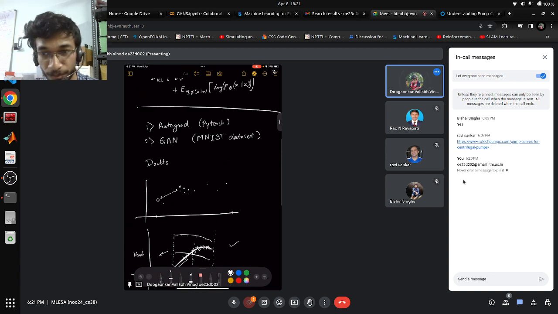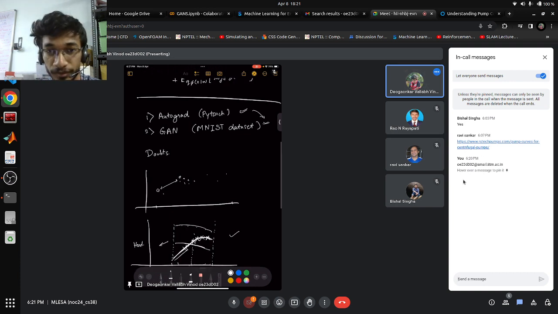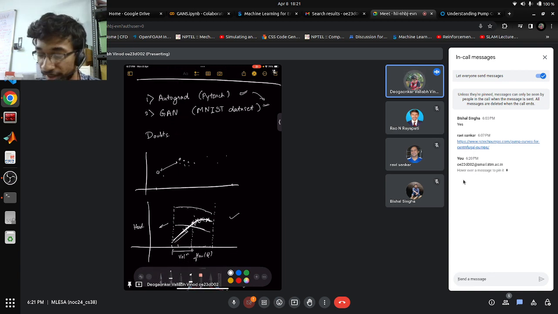So this is what I was planning to do for today. I had two demos in mind. One was for the tool called AutoGrad in PyTorch, and another one which will help understand the code that is being implemented for GANs. If you guys have any doubts, maybe we'll start with those, or we can directly jump to the code.